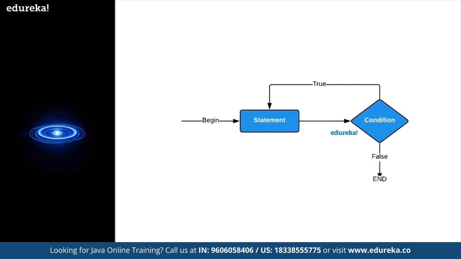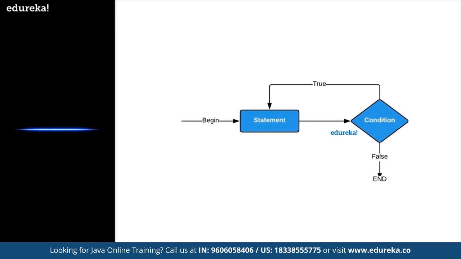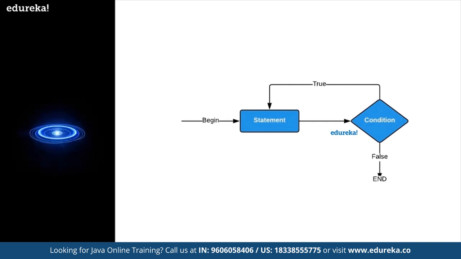If the condition is true, then the same statements will be executed once more. Once the statements are executed, the condition is checked again. If the condition is true, then the same loop will be continued, else the control flow will exit the loop. Now let us try to execute a program to understand this in a much better way.